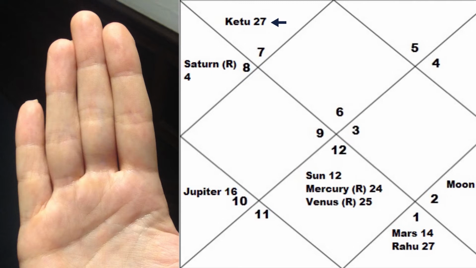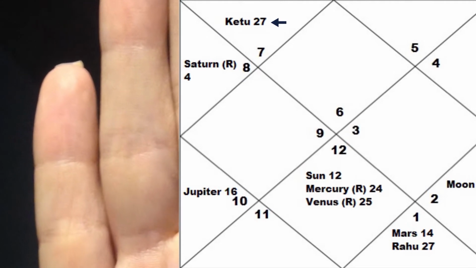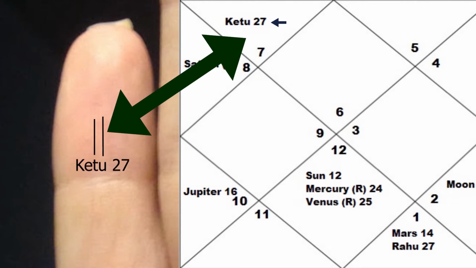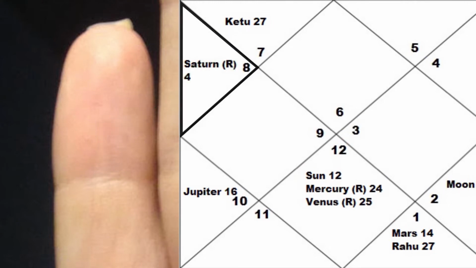So what we do is we look at the Libra area of this hand, which is the top phalange of the pinky finger. And 27 degrees is very close to the end of Libra, remembering that this goes out at 30 degrees. We should expect to see either vertical or horizontal lines here. And as you can see, there are in fact vertical lines here, and those lines represent the influence of Ketu at 27 degrees.